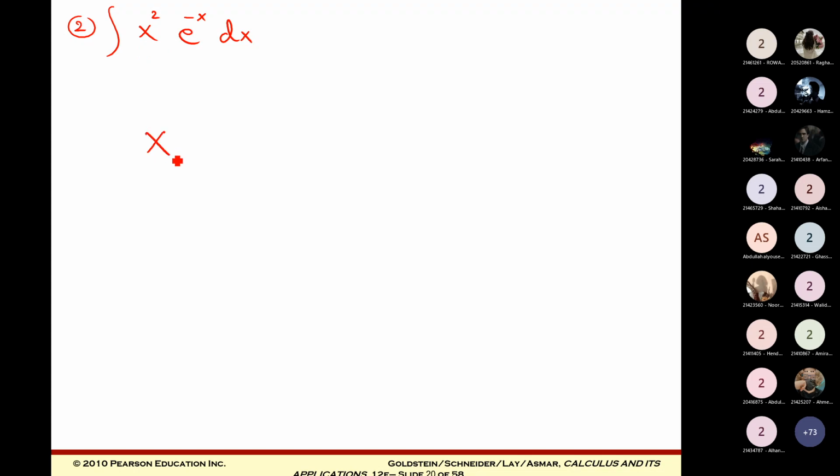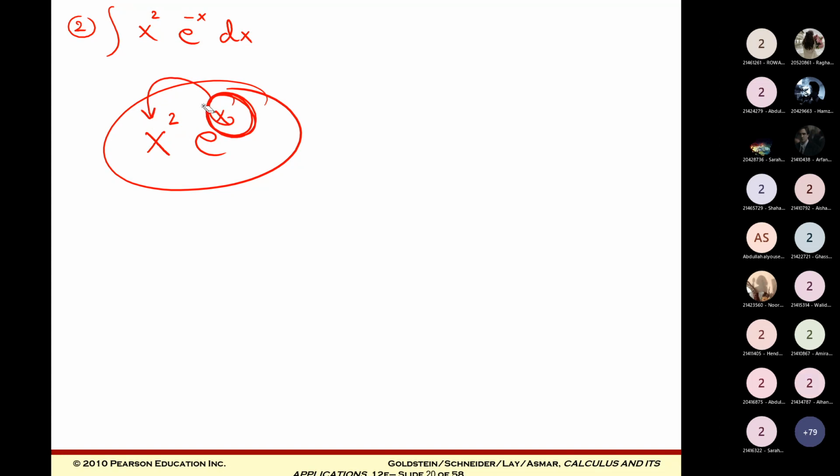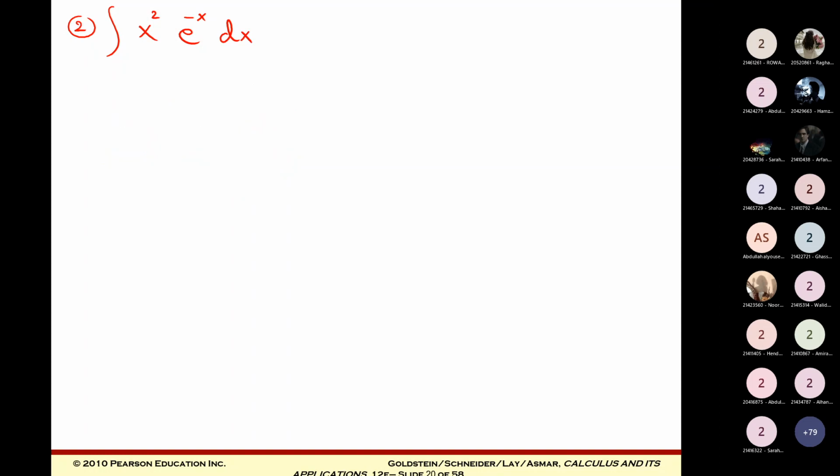So this is greater than the exponent. But if we have, for example, e to the power x square, this is by substitution. The derivative of the power is 2x, so we can find the x multiplied by e. So this can be substitution, but in our example this is by parts. This is the difference between by parts and by substitution.